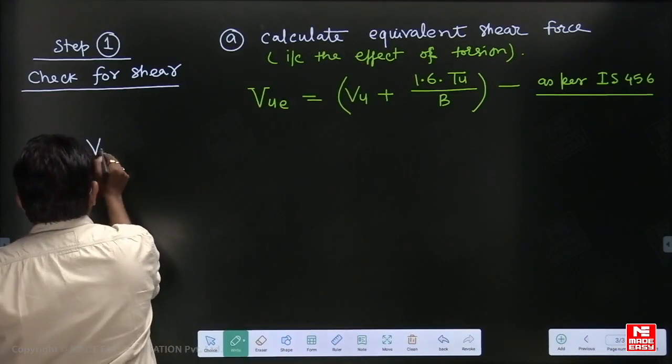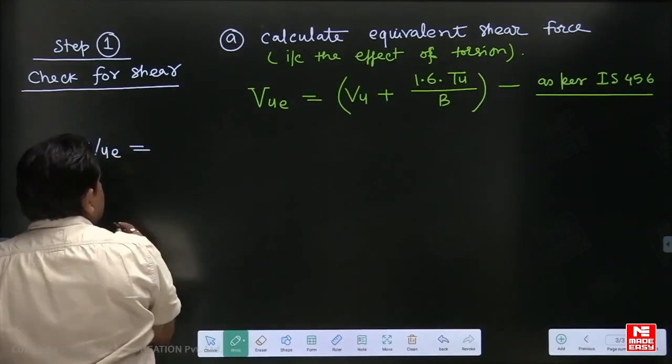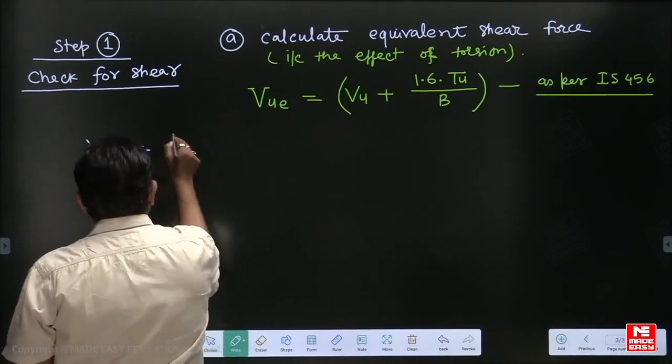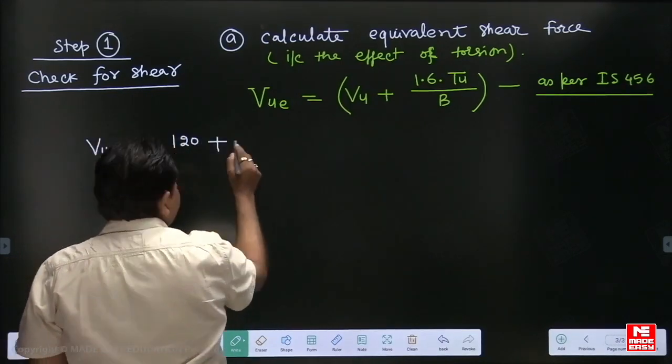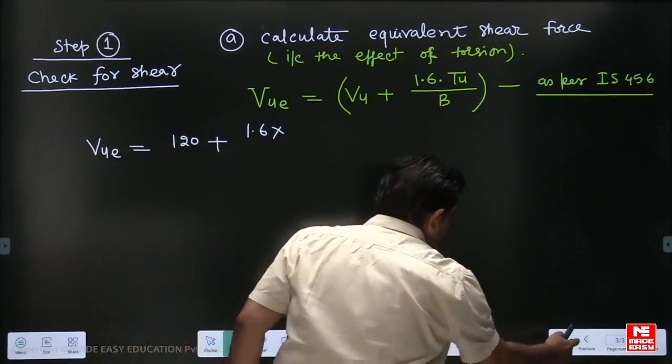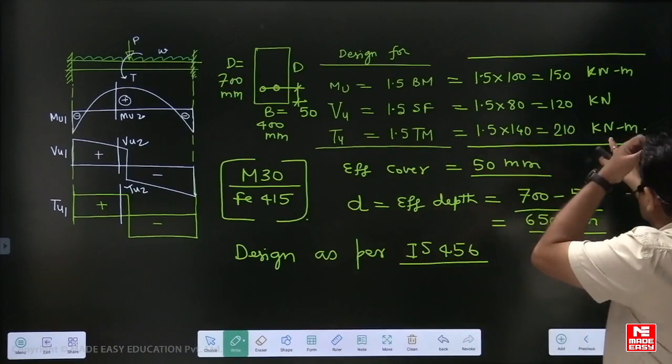First calculate the value of VU equivalent. This is equal to VU, which is 120 kilonewton, plus 1.6 times TU, which is 210 kilonewton meter. This is 210.